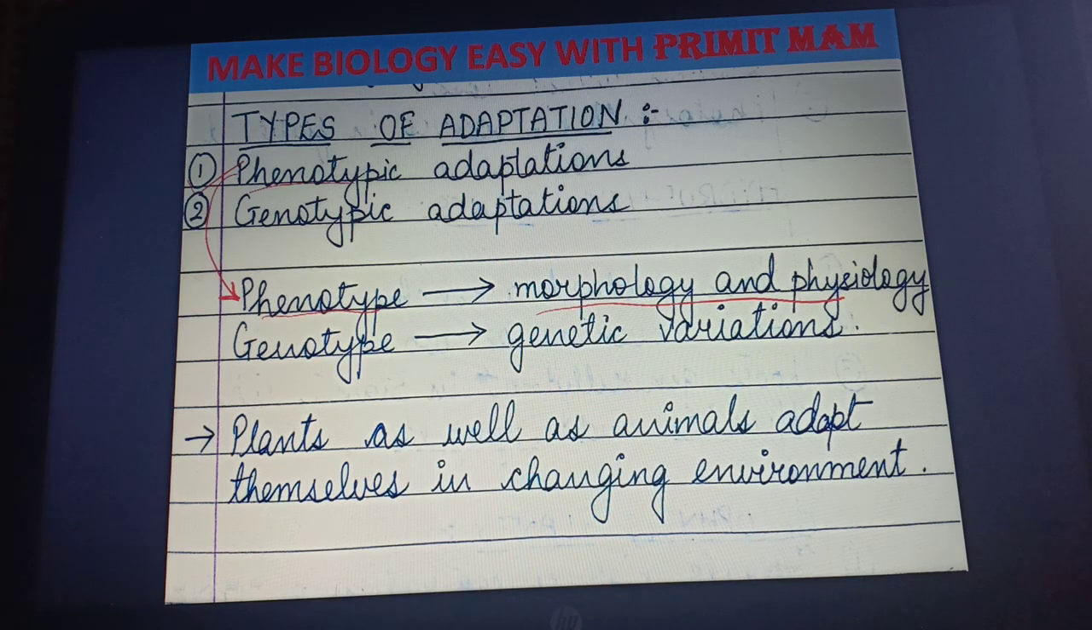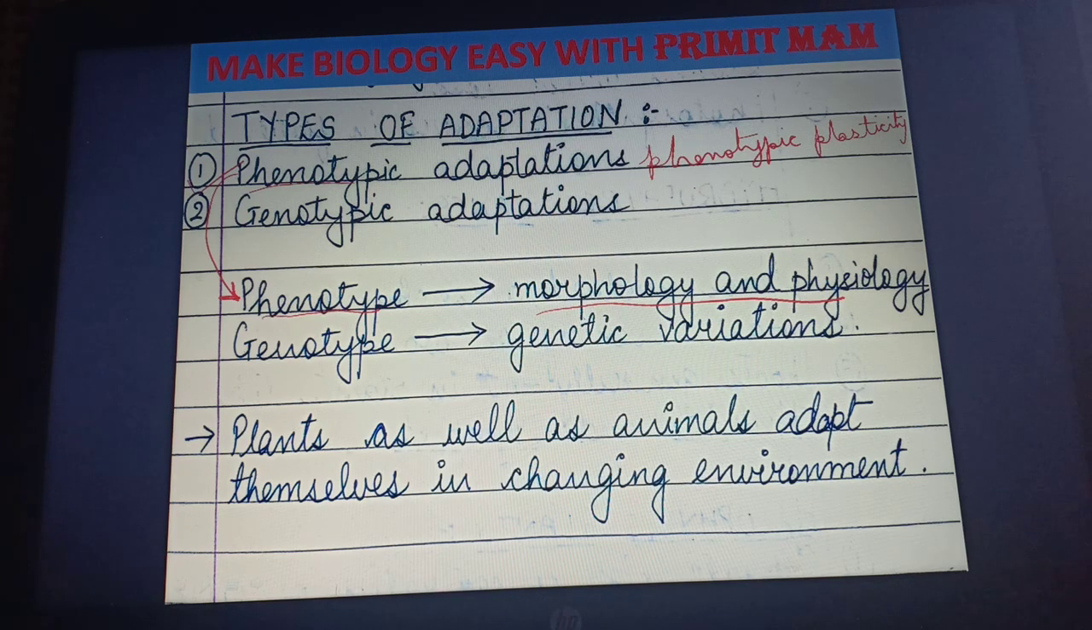The ability of a genetically similar population to undergo phenotypic changes, meaning when many individuals which are genetically similar undergo phenotypic changes in response to changes in the environment, is called phenotypic plasticity. Once again, phenotypic plasticity means the genetically similar population undergoes phenotypic changes in response to the changing environment. That is called phenotypic plasticity.